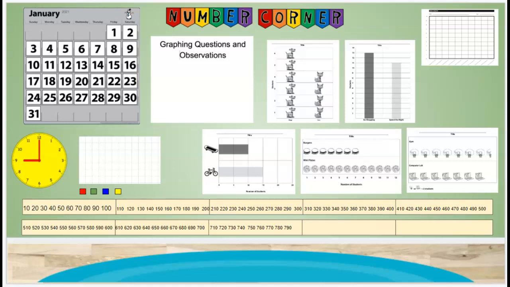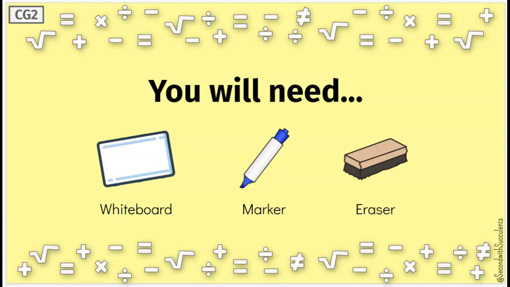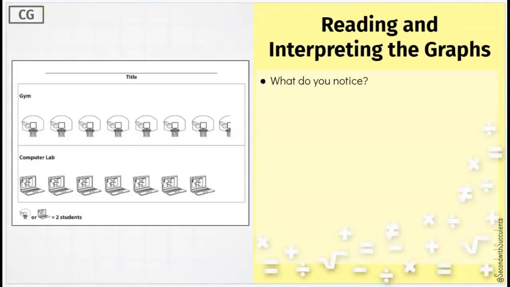For Number Corner today, we will be reading and interpreting our final graph for January. What you need to read and interpret our graph is your whiteboard, marker, and eraser. You can pause the video now to get what you need. Now let's have a look at our last graph.